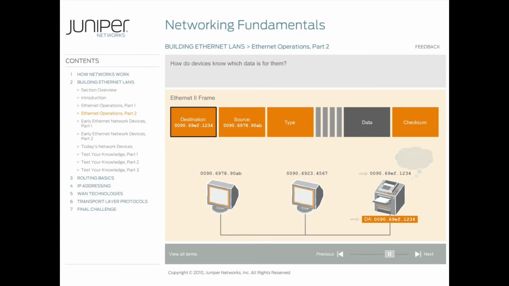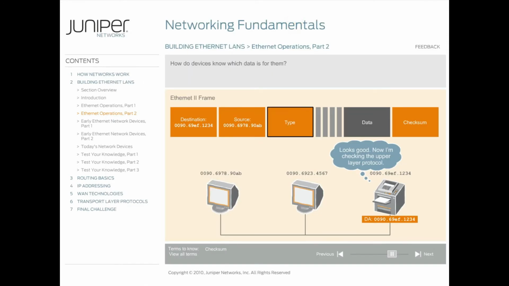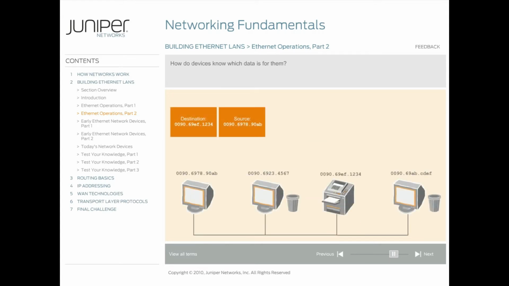First, the NIC compares the cyclic redundancy check, or CRC checksum, on the frame received with the CRC that was generated by the sending computer. Next, if the frame length is the same and the CRCs match, the NIC examines the frame type to determine the upper layer protocol. Then it strips off the Ethernet frame and forwards the data to the appropriate upper layer protocol.